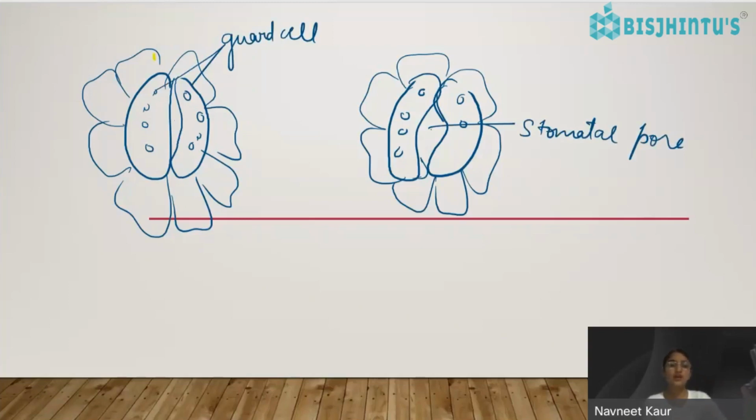I'm just trying to distinguish between all the parts so that you can clearly see what we are talking about, right? And here itself we have chloroplast. Okay, so this is a simple and basic diagram of stomata.